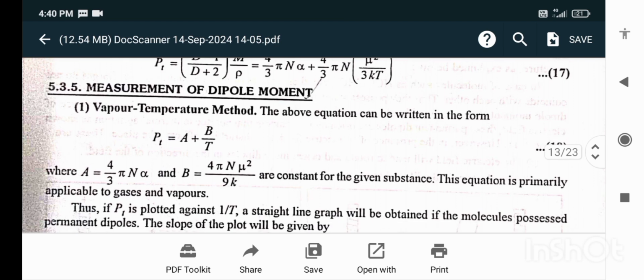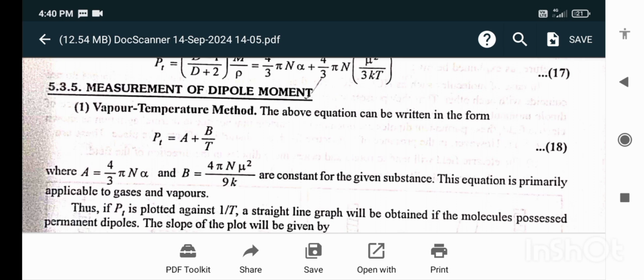Measurement of dipole moment. First is the vapor temperature method. The above equation can be written in the form Pt is equal to A plus B by T, where A is equal to 4 by 3 pi n alpha and B is equal to 4 pi n mu square upon 9 k.